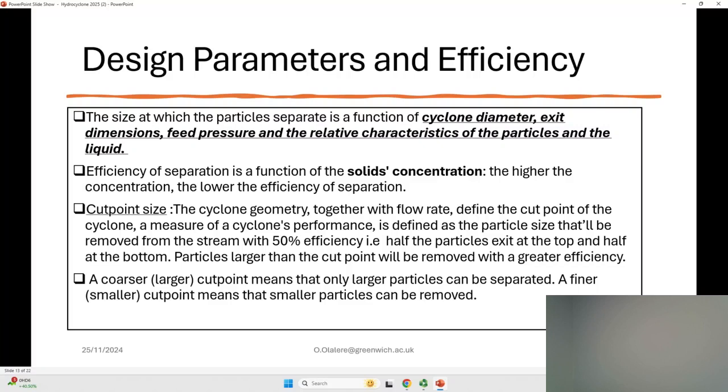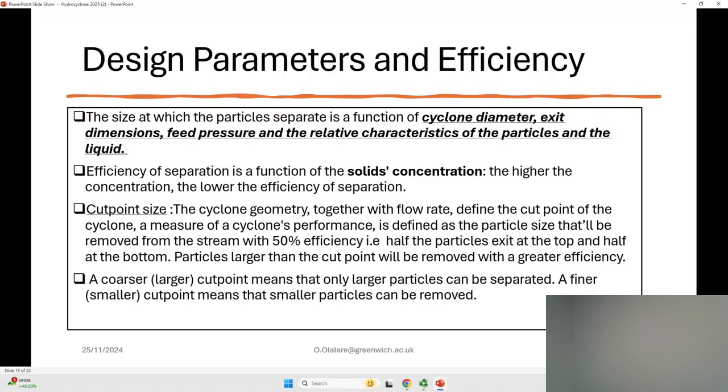Let's say the cut point size is 20. What does that mean? Below 20% will be retained, and the other will be at the top. So it means everything goes. Do you understand that? Even if you fail 20%, you will still go. So that is telling you that more larger particles will be removed. So it means we want more of larger particles than smaller particles.